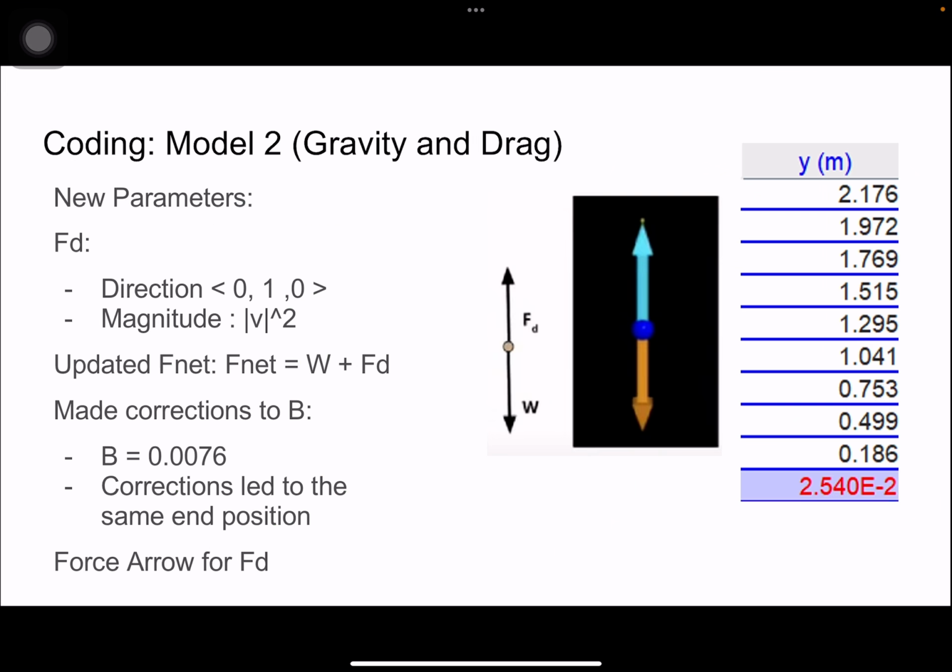And for gravity and drag, here are my calculations. I did the same thing for the force of drag and calculated the magnitude. And I also updated Fnet. I made corrections to the B component because I wanted it to end in the same position as when the tracker one ended. So I was able to get it updated and have them end in the same place, and in my diagram, the force area for drag.